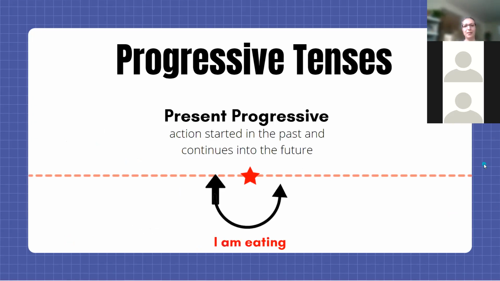Right. Present progressive or continuous, present continuous. The action started in the past and it will continue in the future. So I am eating. It implies that I was eating 2 minutes ago and I will probably continue eating. And this is where I was giving the example of walk. I walk versus I'm walking.